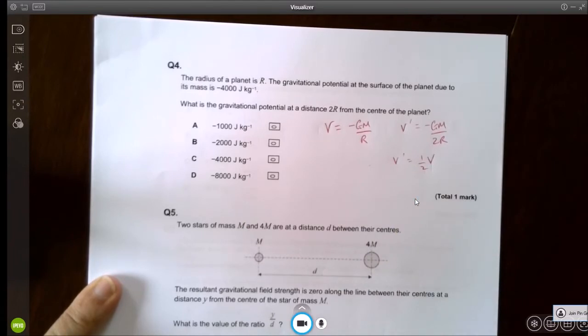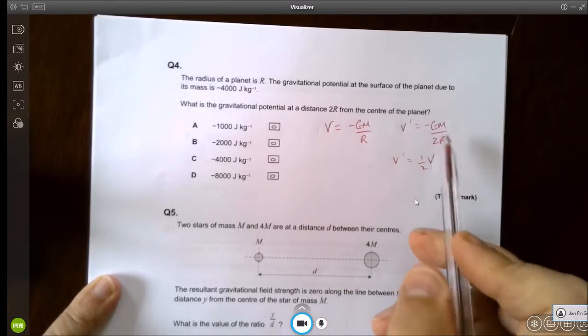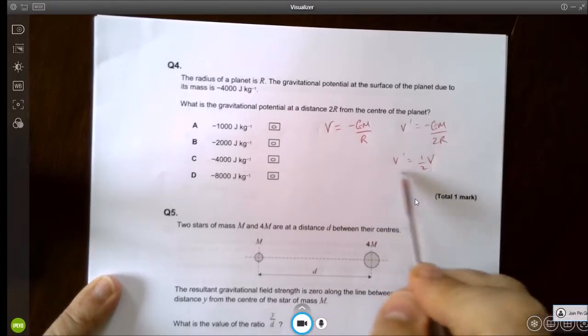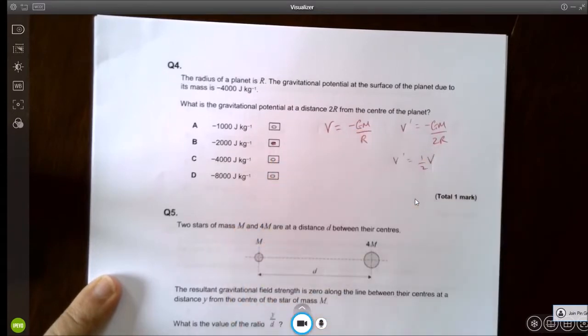You might look at this and think, oh, I haven't got all the numbers I need, I have to work out the mass of the planet or something. You can't do any of that. You've got to do it algebraically. So it's half as much, so it is 1 over 2,000.